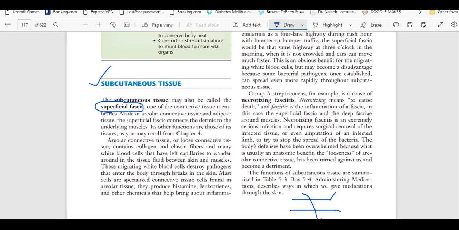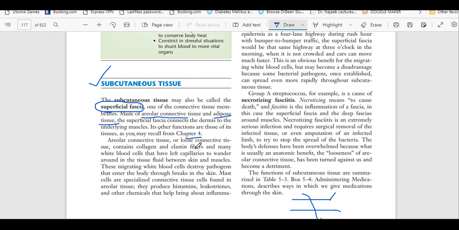Okay. One of the connective tissue membranes made of areolar connective tissue and adipose tissue. So subcutaneous tissue is made up of two types of tissues. One is areolar connective tissue and another is adipose tissue. So basically we talked about that in tissue chapters. Okay, you can refer there. The superficial fascia connects the dermis to the underlying muscles. Its other functions are those of tissue, as you may recall from chapter 4.